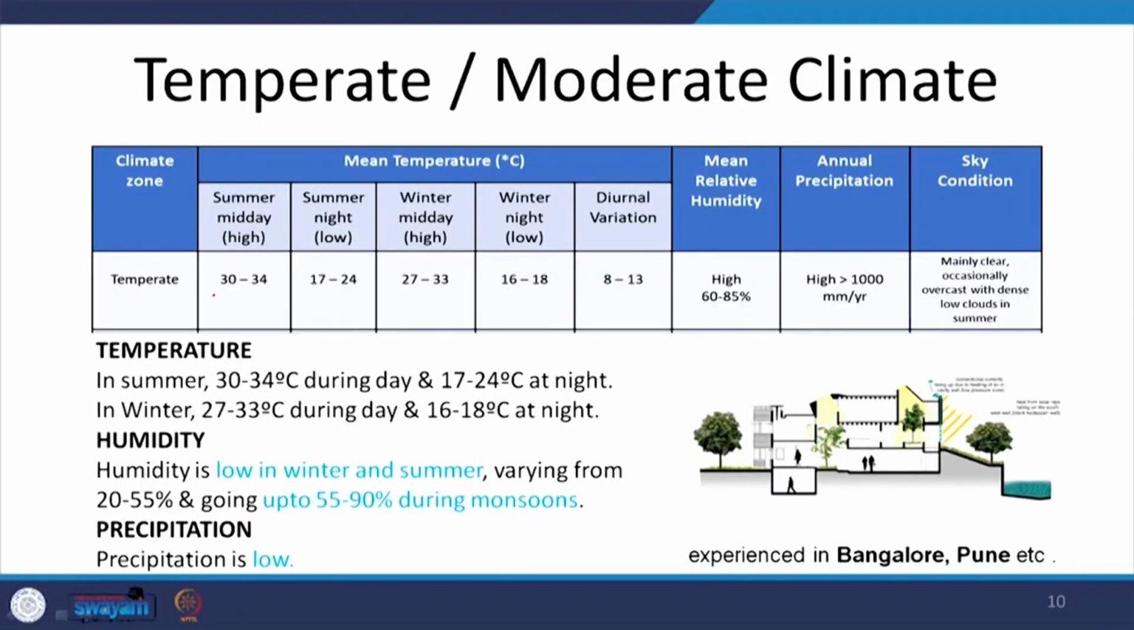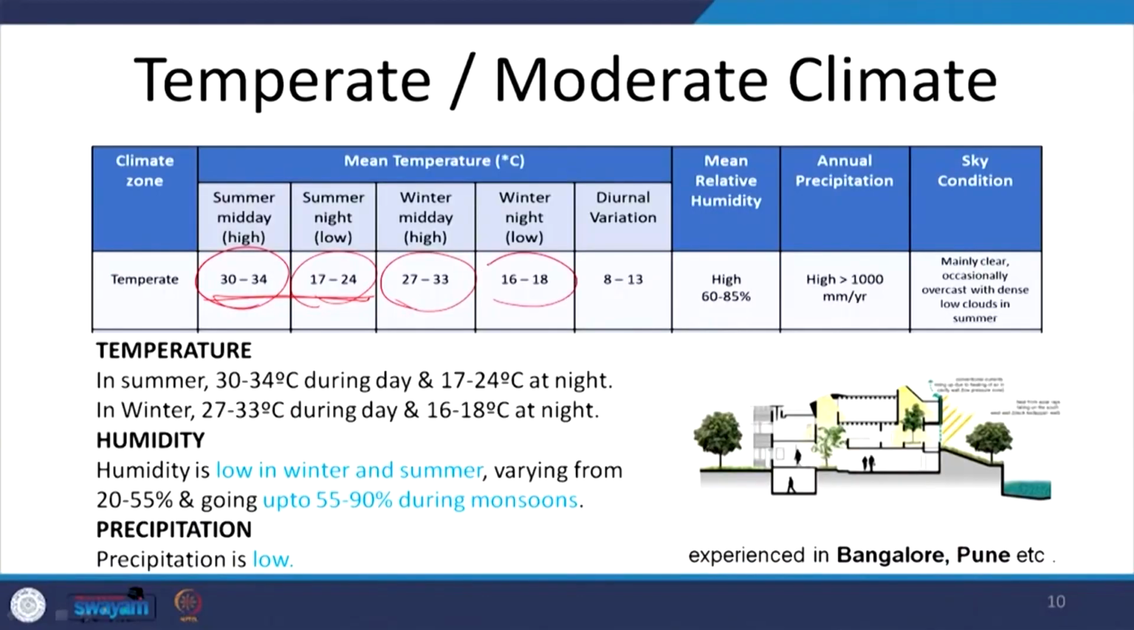The temperate or moderate climate is by far the most comfortable climate because the temperatures range very close to the comfort range, as we can see. So, the summer high temperatures are around 30 to 34, while summer nights are absolutely comfortable. If we look at winter day temperatures, they also fall within the comfort range. Now, this comfort range is not as defined by ASHRAE 55. This is slightly higher than that, but falls within the comfort range as defined by the Tropical Summer Index, which was developed based upon the responses of Indian subjects.